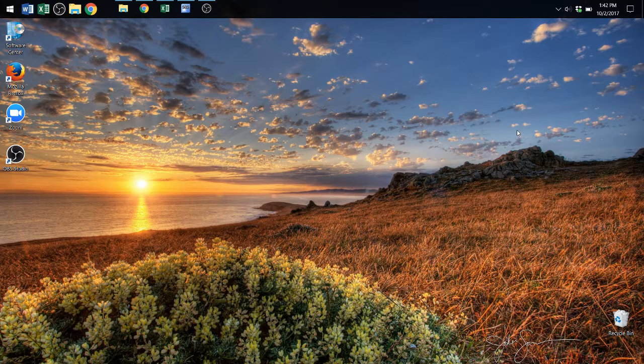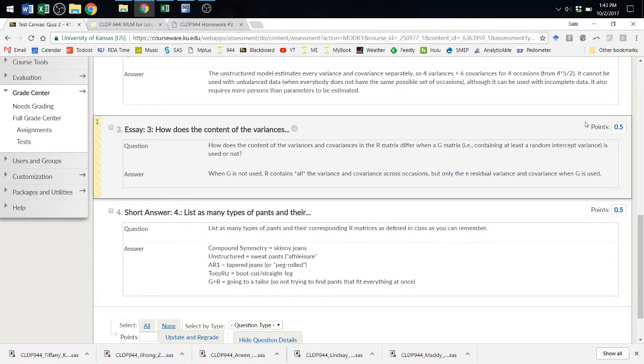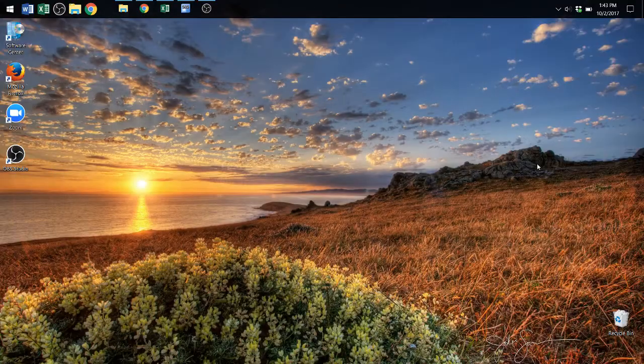So then, after getting that framework in mind, the question then is, how do the content of the variances and covariances in the R matrix differ when a G matrix containing at least a random intercept variance is used or not? Okay, who wants to give me an answer? I didn't say it had to be right. I said it had to be an answer.